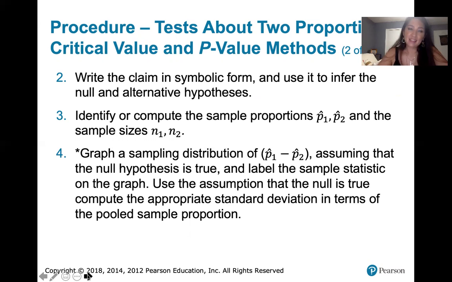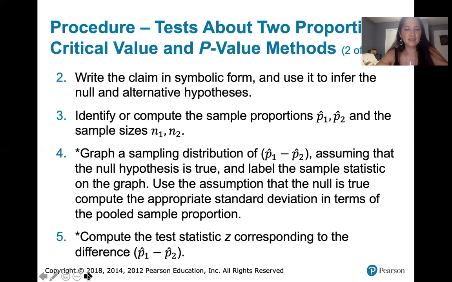So we're going to come back to this number 4, but remember, everything that we compute with this test statistic and the p-values and all of that, it's all related back to this sampling distribution of P1 hat minus P2 hat. And then from that, we're going to compute the test statistic z corresponding to the difference P1 hat minus P2 hat. So 4 and 5 kind of go together. That test statistic has a meaning that is related to that sampling distribution of P1 hat minus P2 hat.